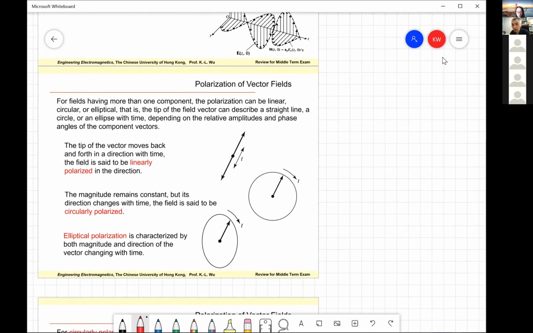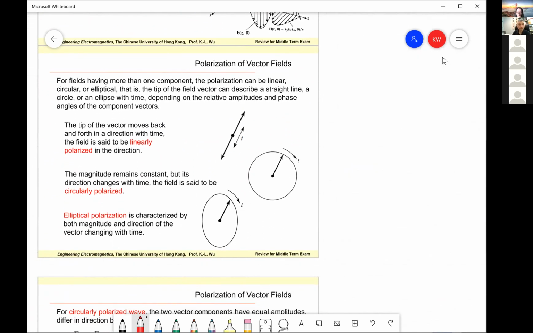We just mentioned polarization direction. This is linear polarized. This is circular polarized. Then this is elliptic, which means the magnitude is not constant.